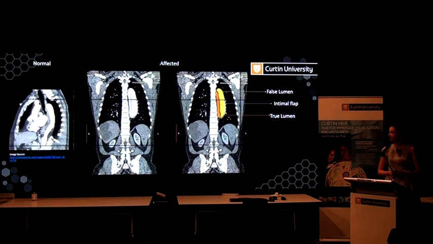In an aortic dissection, there's a tear in the wall of the aorta, and blood creates a second channel within the aorta, and that's what you see up on the second and third slices. The third one's just highlighted for you. You can see that where it should be a single tube, it's now become two tubes. One we call the true lumen, which is what the blood should flow through. That's the normal part of the aorta still. The false lumen is the blood-filled channel that's been created. And the part that separates them is referred to as the intimal flap.